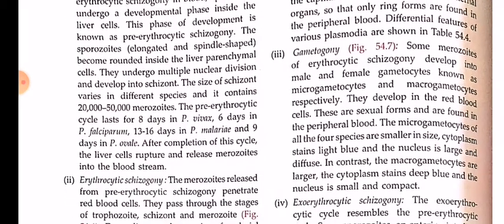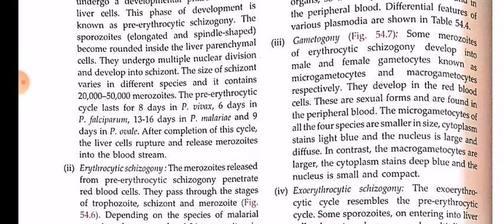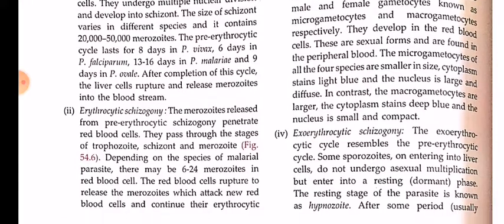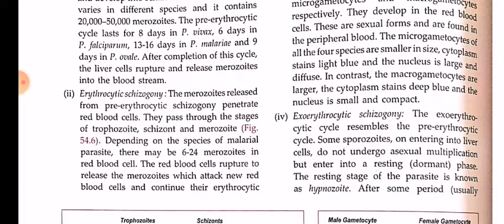Gametogony. Some merozoites of erythrocytic schizogony develop into the male and female gametocytes known as microgametocytes and macrogametocytes, respectively. They develop in red blood cells. These are sexual forms and are found in the peripheral blood. The microgametocytes of all 4 species are smaller in size. Cytoplasm stain is light blue and the nucleus is large and diffuse. In contrast, the macrogametocytes are larger. The cytoplasm stains deep blue and the nucleus is small and compact.